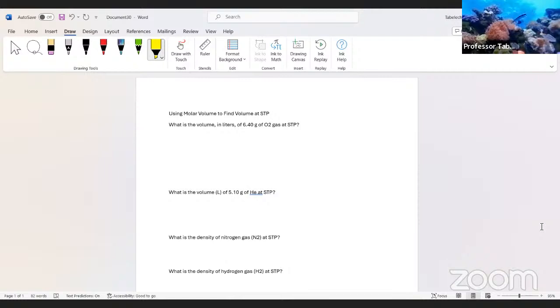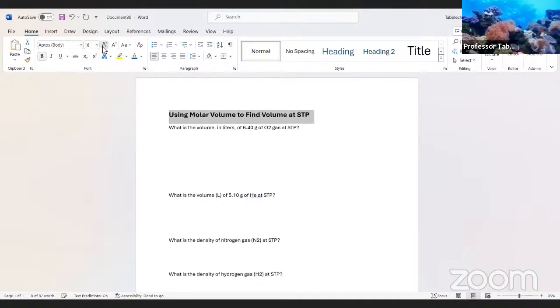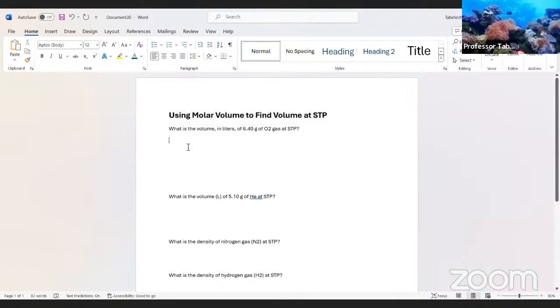Now, for those of you that are in chemistry, you may be doing these types of problems. And a lot of times when you're working with word problems, it's hard to understand what they're asking you to do. But the thing is, you've got to look at what they want you to do and then kind of go from there. So for instance, if we look at these first set of problems here, it says you're going to use molar volume to find volume at STP. So that's standard temperature and pressure, okay? Standard temperature and pressure. So let me go ahead and kind of explain the background of what you guys are going to be doing today with me, okay?